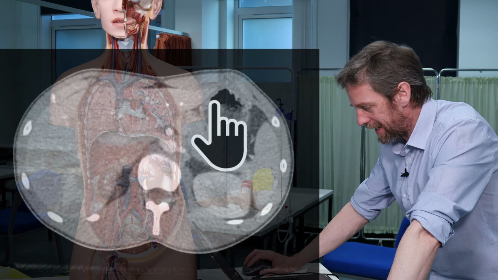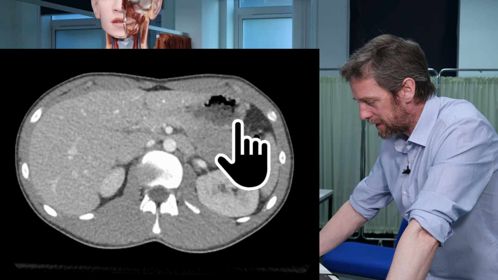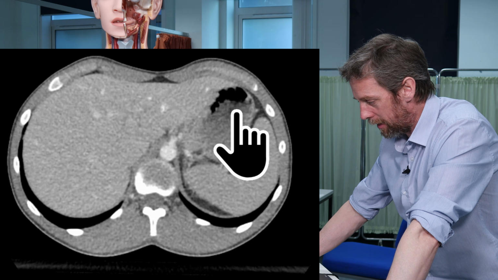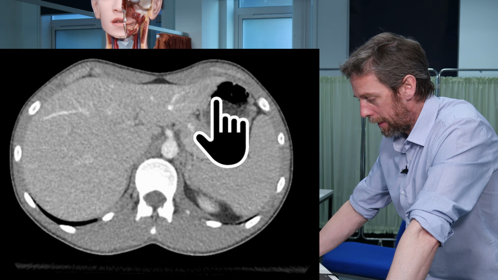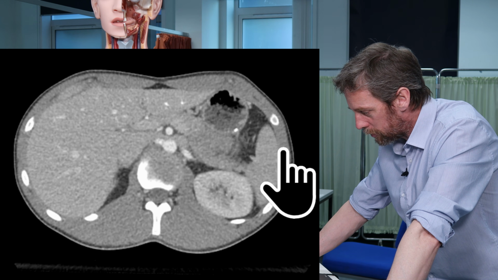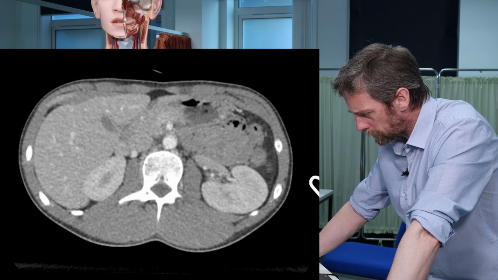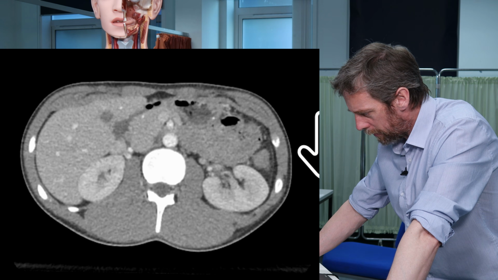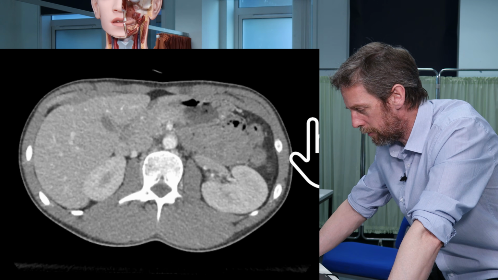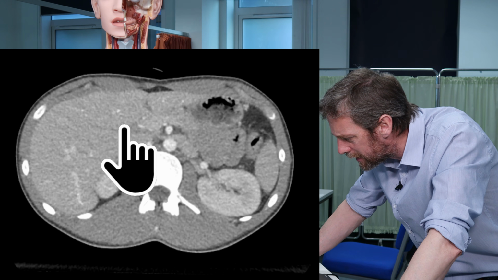So this gassy space here, so we're really high up now, we're right up against the diaphragm, and we're very anterior. So this is part of the stomach, and as we descend, very stomachy. And then we start getting into the duodenum and other parts of the small intestine.